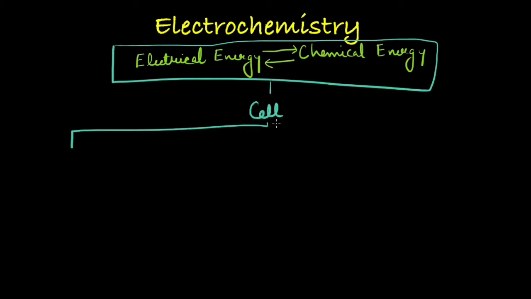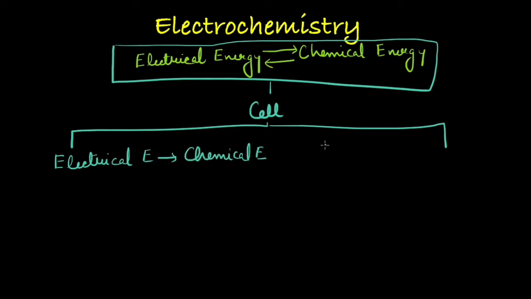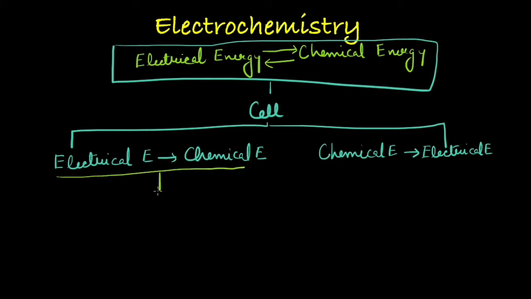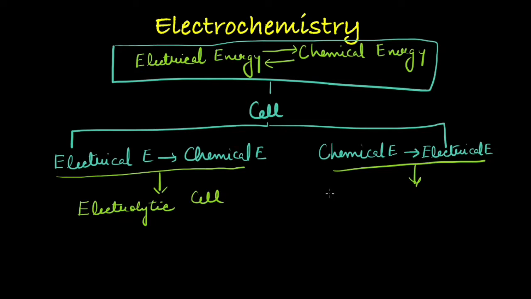Therefore, cells can be of two types. One, where electrical energy is converted to chemical energy, and the other, where chemical energy is converted to electrical energy. So the cells of this first category, where electrical energy is converted to chemical energy, are called electrolytic cells. And the cells of this other category, where chemical energy is converted to electrical energy, are called electrochemical cells.